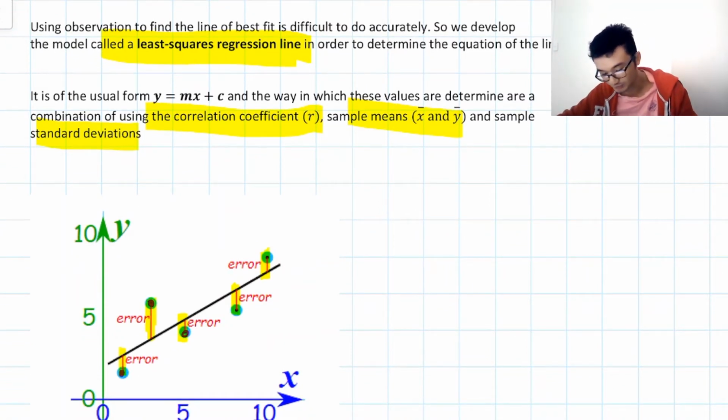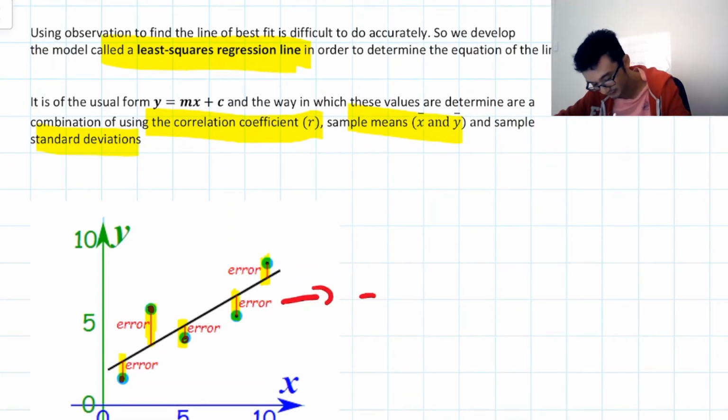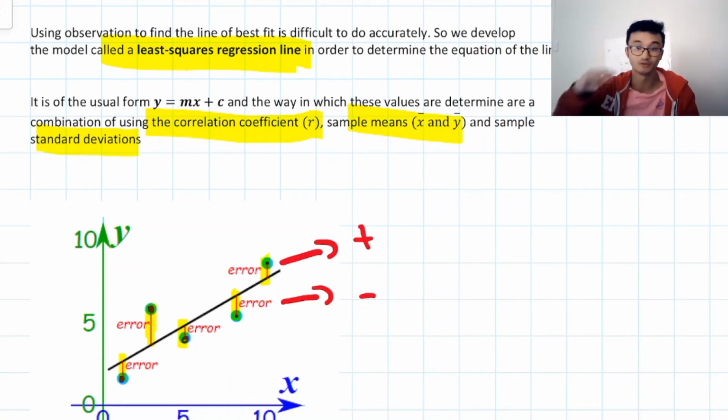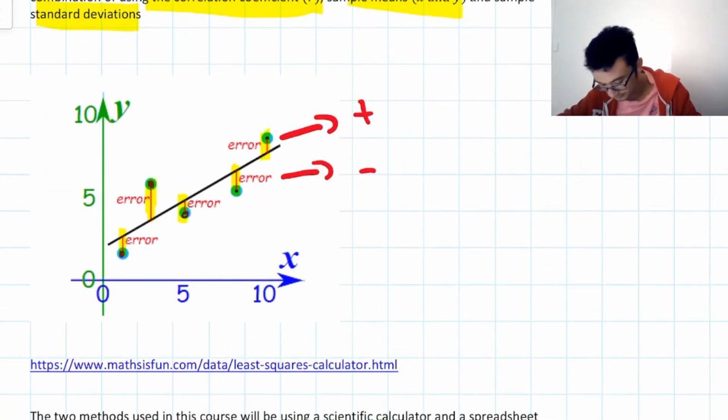Now, the reason why we square them is because if you think about it, this would be a negative value, right? And this here would be a positive value because it's above. So negative value for below, positive for above. And so the reason why we square it is because if we're thinking about distances, we need a positive value of that, right? So that's why we square those, yeah?